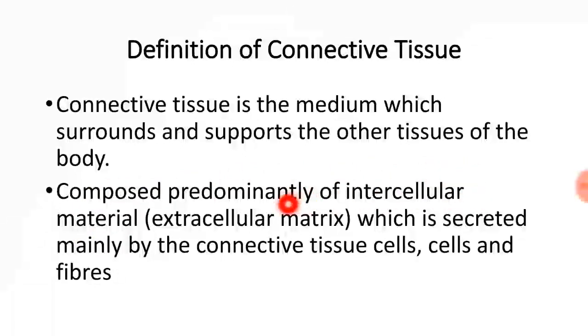Those materials ambazo tuliziangalia kwenye epithelium, ambazo tukasema in epithelium zinapatikana kwa kiasi kidogo, but in connective tissue is composed predominantly kwa kiasi kikubwa with intercellular materials known as extracellular matrix, which is secreted mainly by connective tissue cells and the fibers.